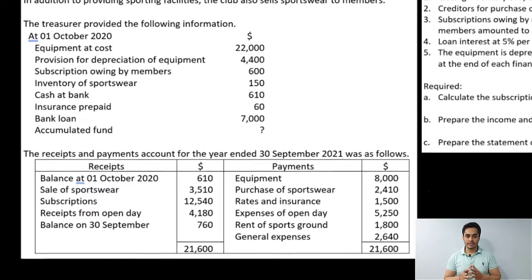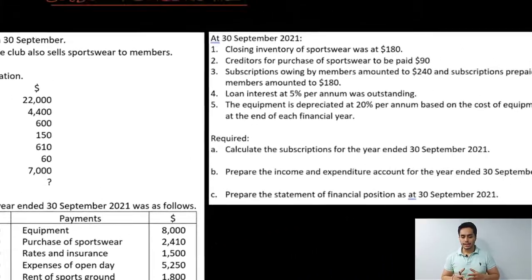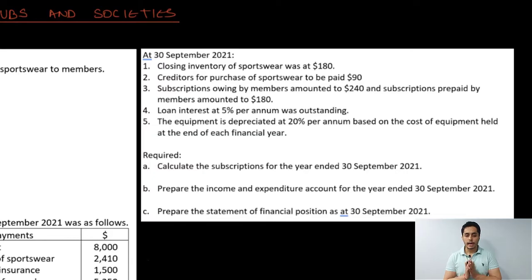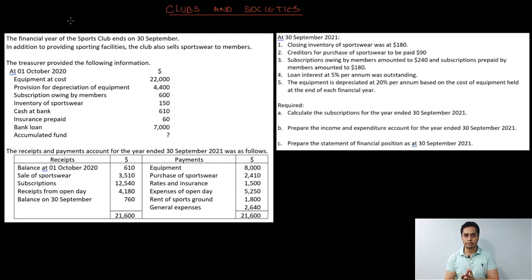Then they've given a receipt and payment account. Certain adjustments are there, 5 adjustments. And you are required to calculate the subscriptions for the year, prepare the income and expenditure account, and prepare the statement of financial position. So let us begin with our subscriptions for the year.